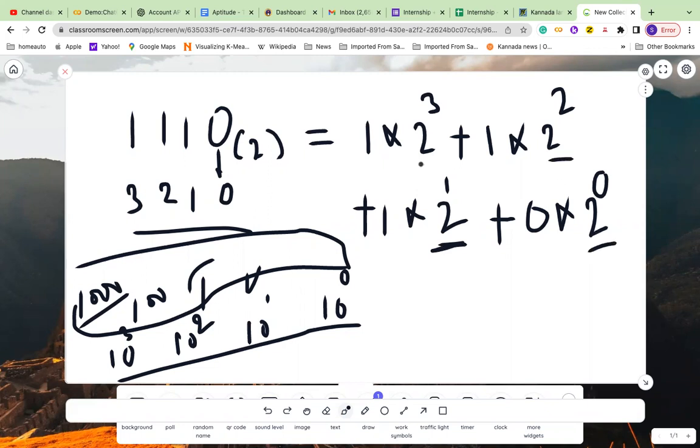It is always to the power of 2 because it is a binary system. If it is a decimal system, it is always to the power of 10. So now how would we get it?